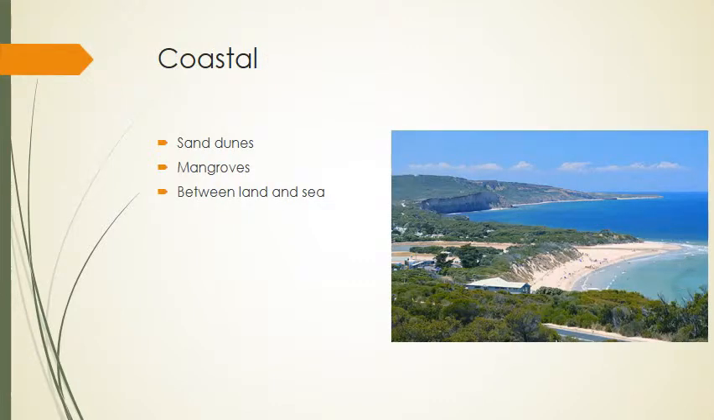Then you've got your coastal environment, and you can see there that's Anglesea, where you will be going or have been going surfing. And coastal environment is that bit of land between the ocean and land. Basically, you've got your mangroves, so all these kind of guys are mangroves, and you've got your sand dunes and things like that.